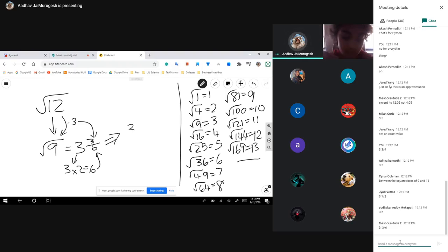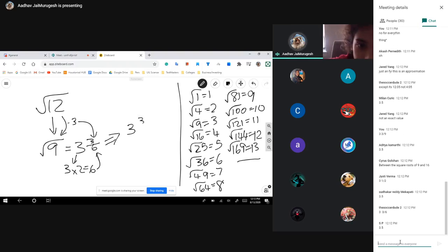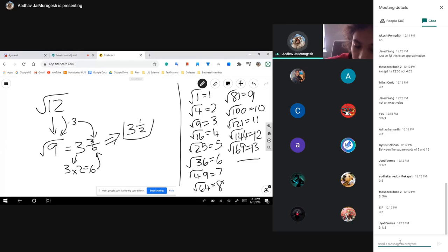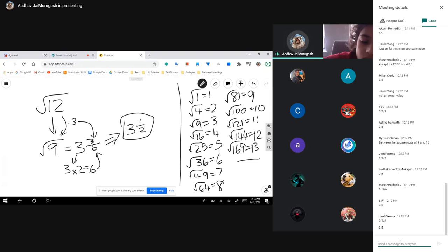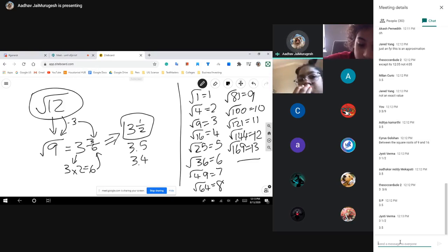Your answer is going to be 3 and 1 half, which is going to be 3.5. And as I said before, this is not really going to produce a perfect answer. The answer to that is going to be 3.5, but the original answer to the square root of 12, as you might have noticed, is 3.4. So it is going to have an error of around 1 or 2 decimal points, but no more than that.